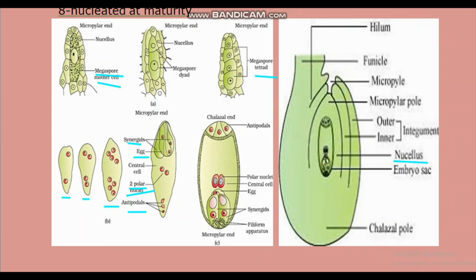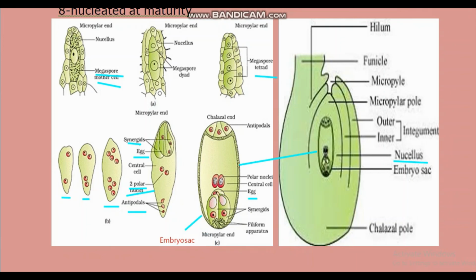This is the embryo sac. So once again, where is the female gamete? Here it is, the female gamete. And what is the name of this structure? It is known as the embryo sac. Right. And where is it located? Yes, you can link this. This embryo sac is present here after maturation of the ovule.